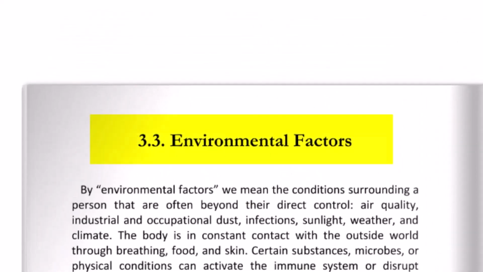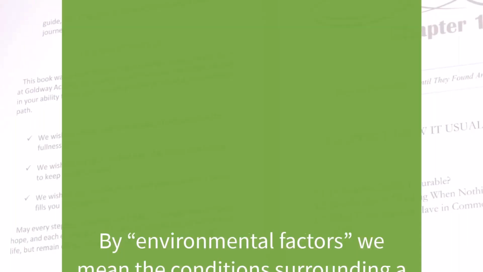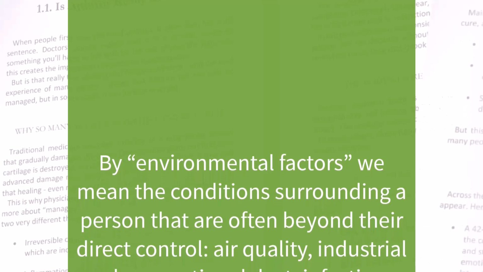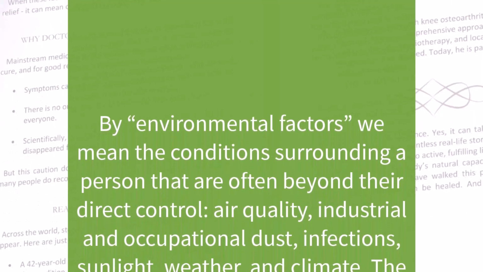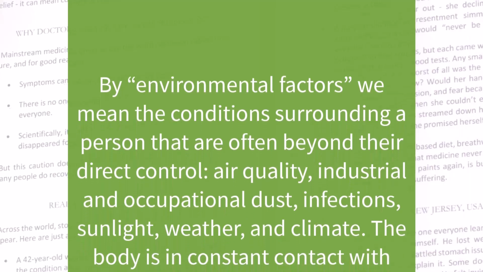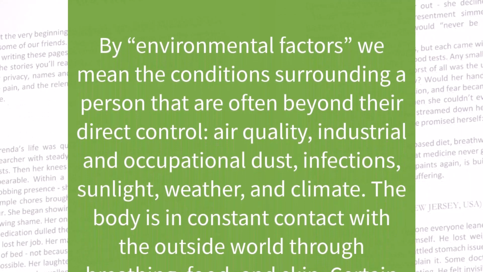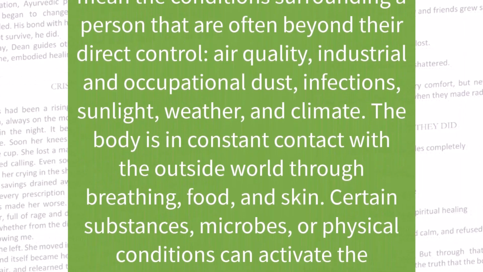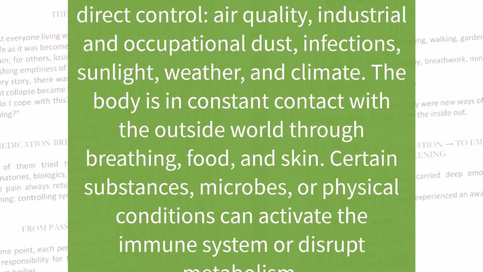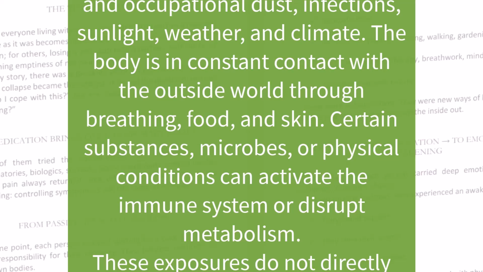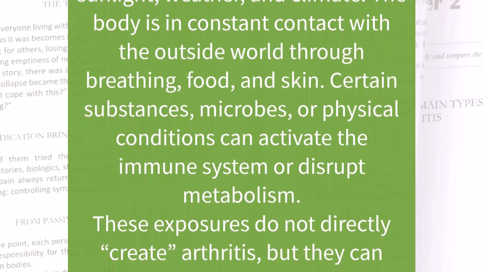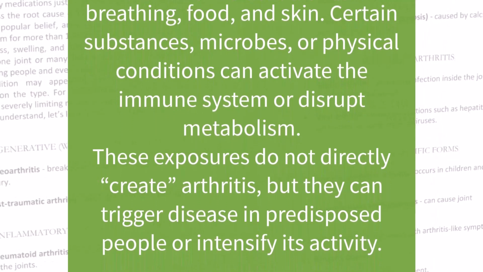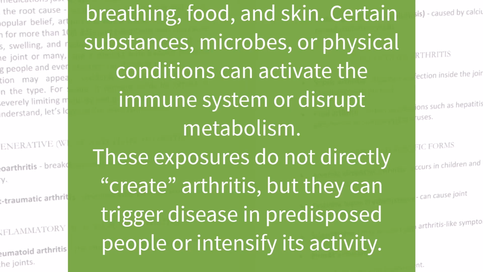3.3 Environmental Factors. By environmental factors, we mean the conditions surrounding a person that are often beyond their direct control: air quality, industrial and occupational dust, infections, sunlight, weather, and climate. The body is in constant contact with the outside world through breathing, food, and skin. Certain substances, microbes, or physical conditions can activate the immune system or disrupt metabolism. These exposures do not directly create arthritis, but they can trigger disease in predisposed people or intensify its activity.